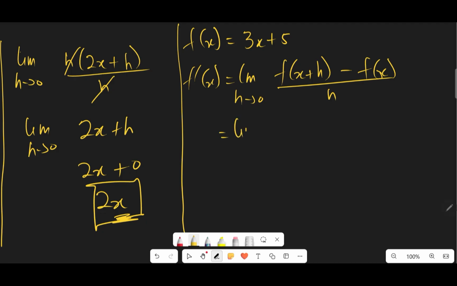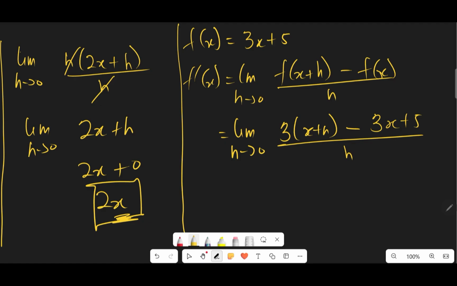So you're going to get the limit as h approaches 0 of 3, then x is coming, so I'm going to put what there? x plus h over there. Is that okay? Then minus f of x, which is 3x plus 5, then all this over h.